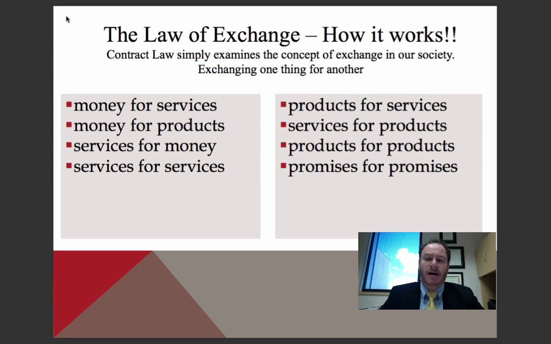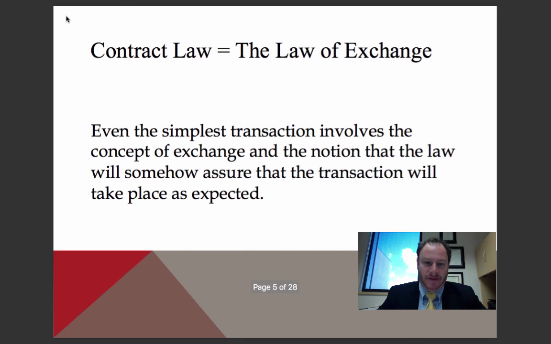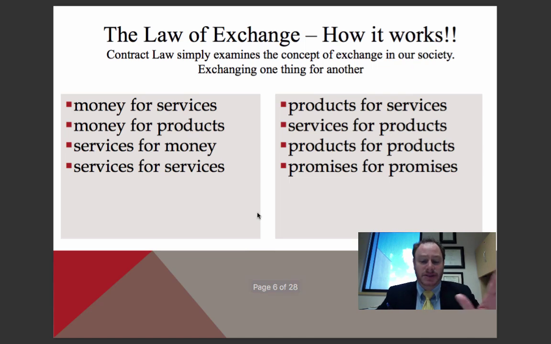So in terms of the law of exchange, the contract just simply says that one thing is exchanged for another. Money for services, services for products, etc., etc. So we'll look at this first one on the left, money for services. Many of you are taking this course from me. Hopefully you're getting what you expected. Again, we're hoping that the transaction will take place as expected, so no surprises.